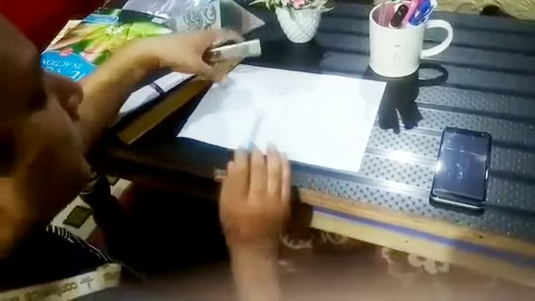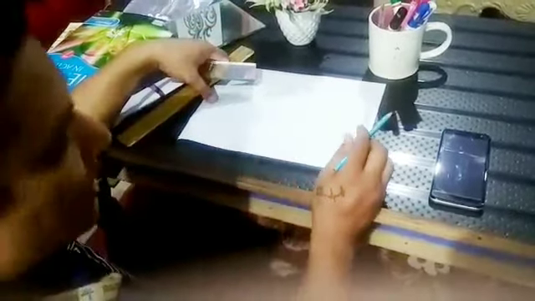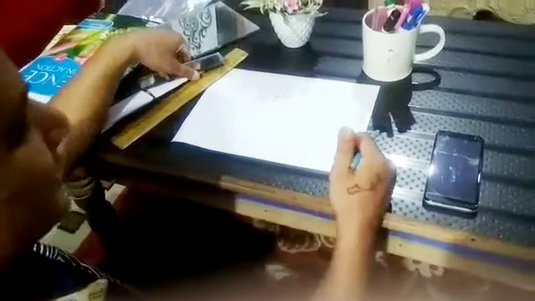Now, to prove this, we have an activity which proves that these two angles will be equal. So for that activity, we will study in the next video class.